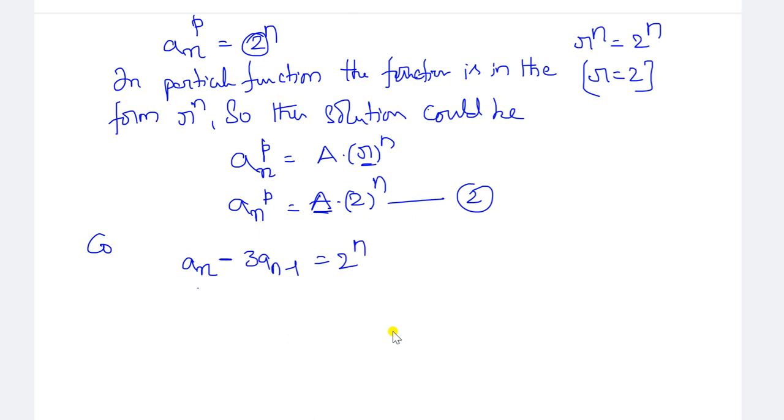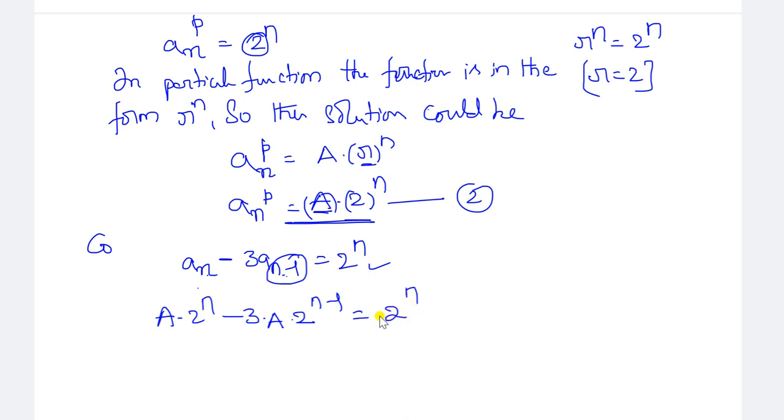So substitute this particular equation in this equation so that we get the a value. After that we combine. First we need to find out the a value. So to obtain the a value, substitute this value in the given recurrence relation. Here a into 2 to the power of n, minus 3 into a_(n-1). In the place of n, n minus 1 is there. So you need to put 3 into a into 2 to the power of n minus 1, and equal to 2 to the power of n.